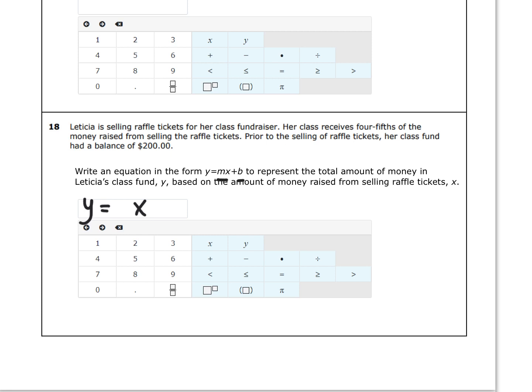Well, since it says 4/5 of the money raised from selling tickets, we know that that is the M, the slope. It's the value that you would get depends on how much money is received. And then they already had 200 in the balance. So 200 was already in their account. And so that's why the 200 is the B value, the value that doesn't change. It stays the same.